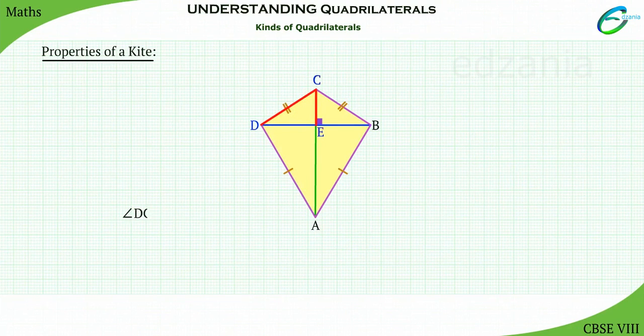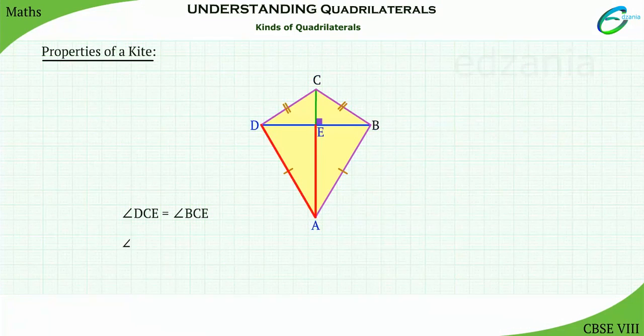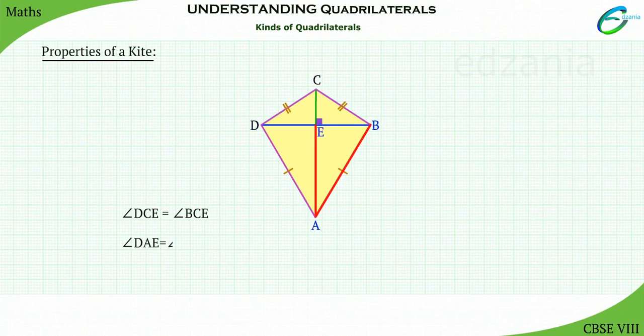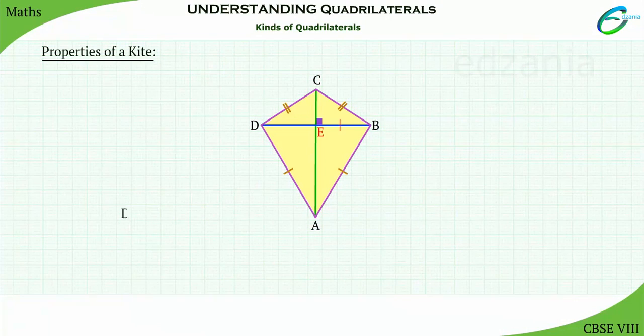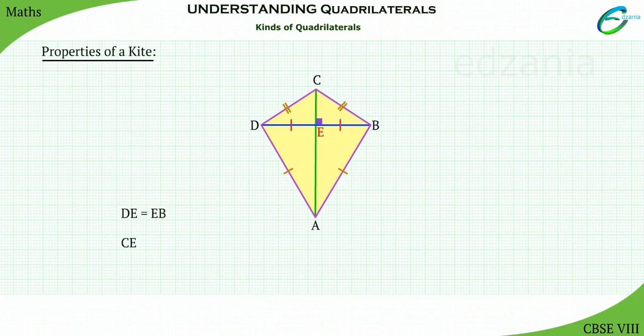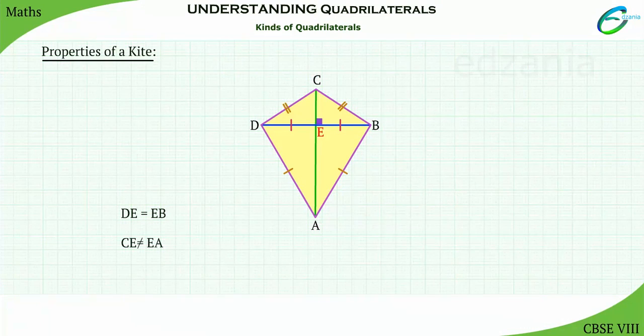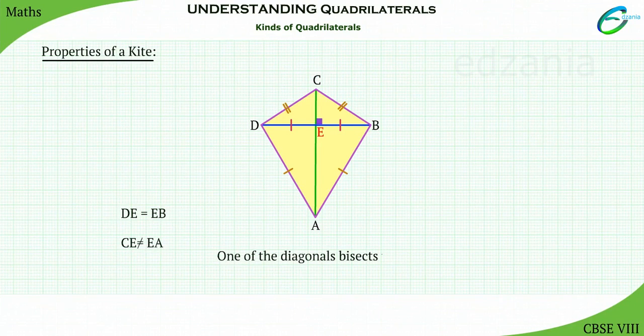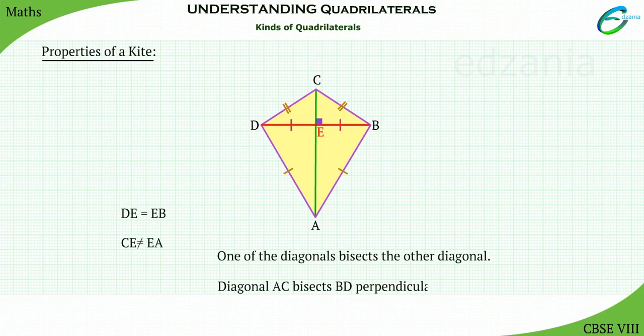Angle DCE is equal to angle BCE. Angle DAE is equal to angle BAE. So the larger diagonal is bisecting the apex angles. DE is equal to EB. CE is not equal to EA. One of the diagonals bisects the other diagonal. Diagonal AC bisects BD perpendicularly at E.